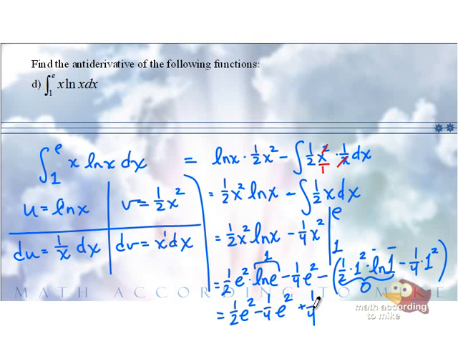Notice the first two terms are like terms. What is 1/2 e squared minus 1/4 e squared? So what's a half minus a fourth? 1/4.